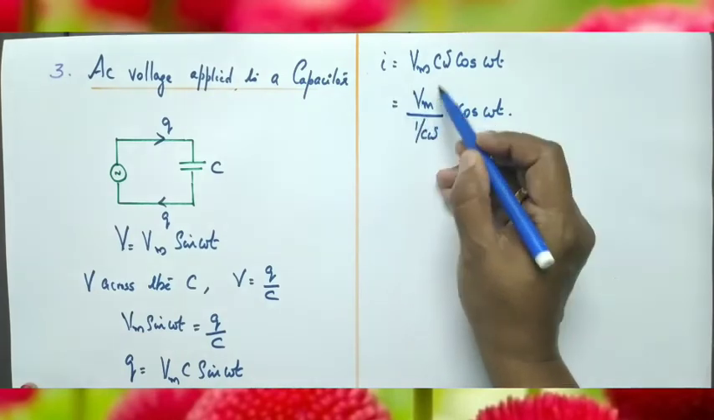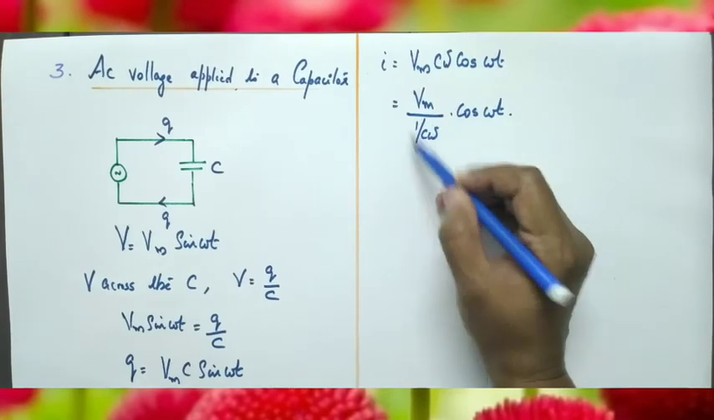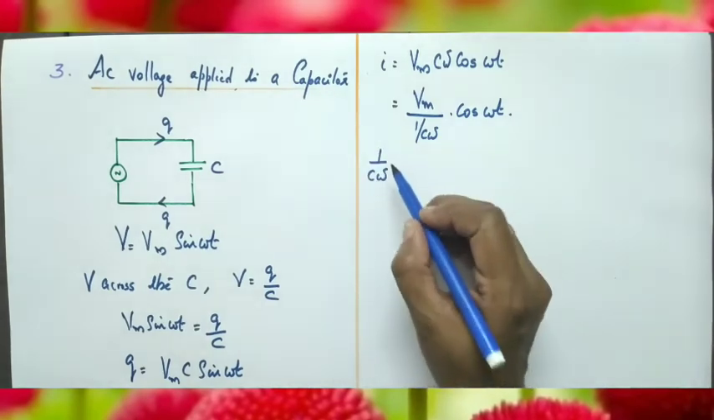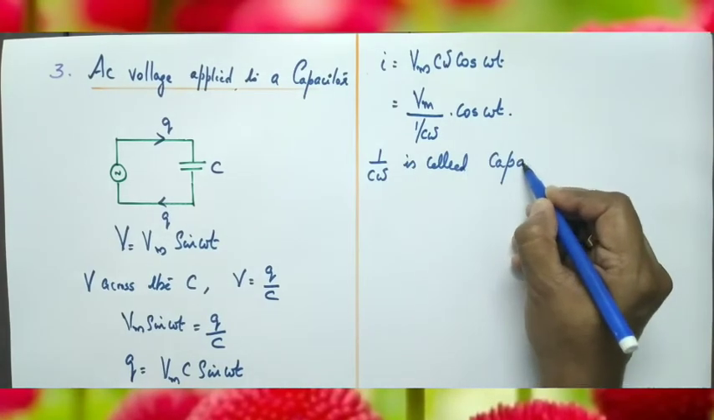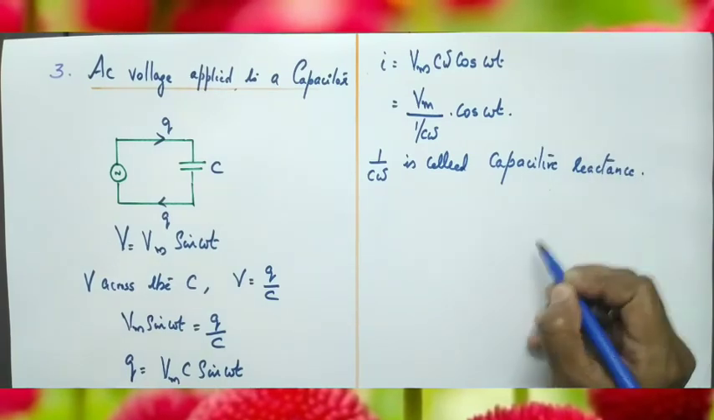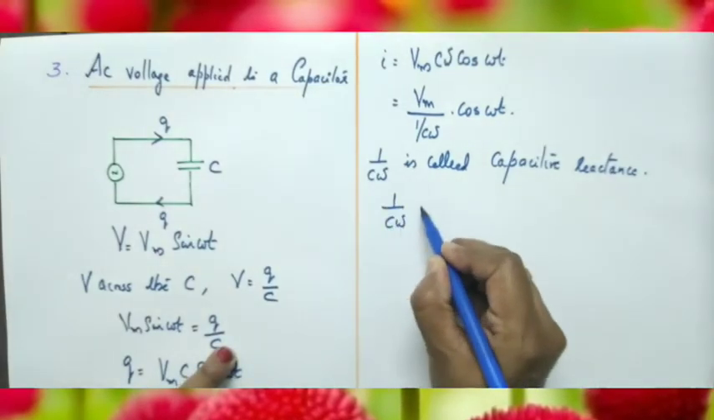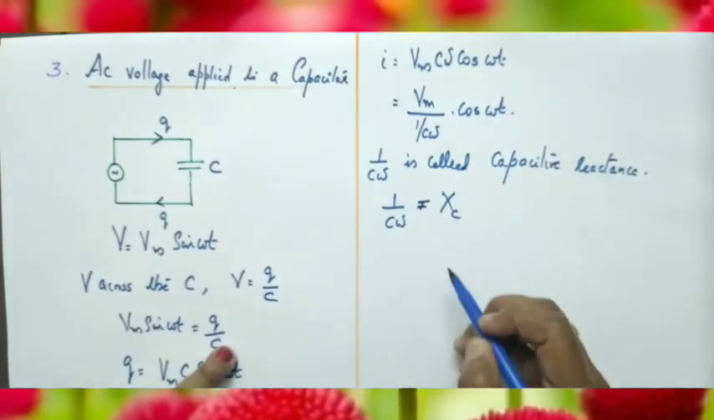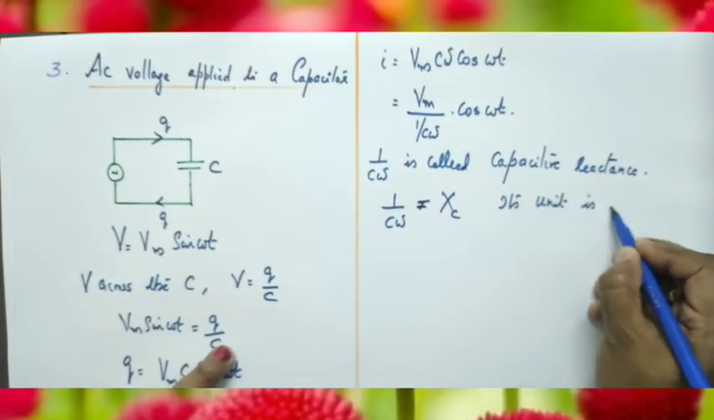Since the left hand side is current, the right hand side should be some current value. So voltage by resistance is current. So 1 by c omega is the resistance offered by the capacitor to AC current, and this 1 by c omega is called capacitive reactance. It is actually the resistance offered by the capacitor to AC current. So it is called capacitive reactance and it is represented as Xc. So Xc is equal to 1 by c omega and since it is resistance, its unit is ohm.